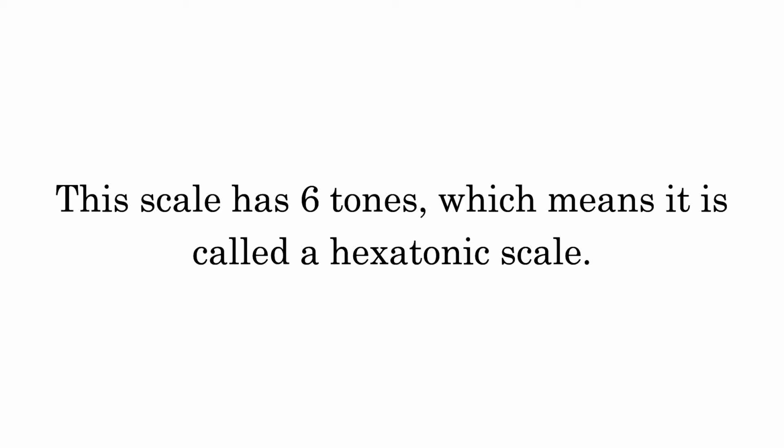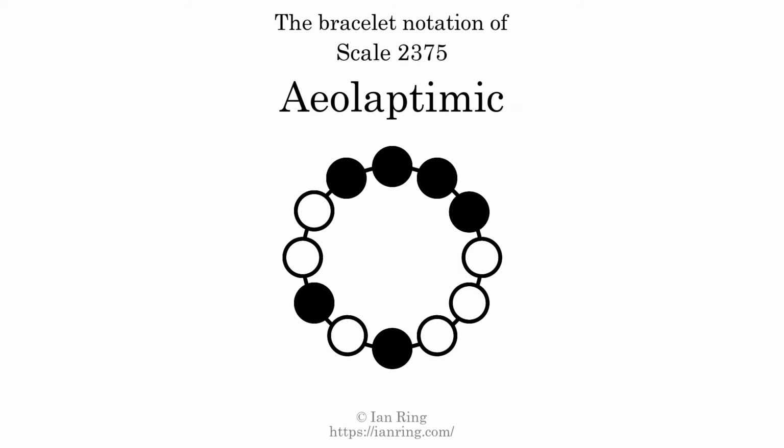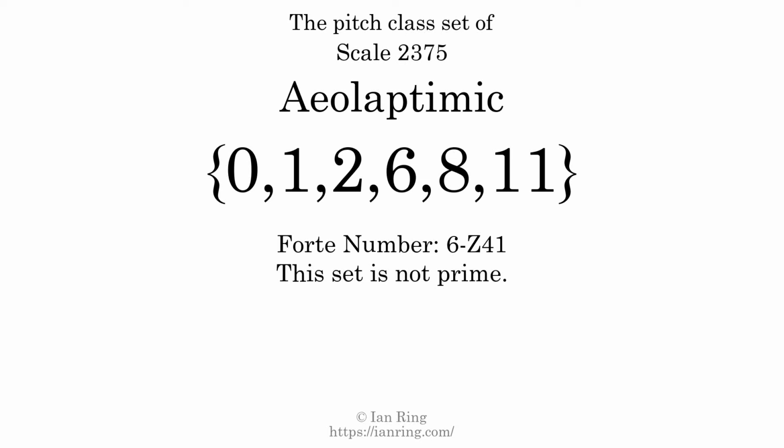This scale has 6 tones, which means it is called a hexatonic scale. This is a bracelet notation diagram of scale 2375. The shaded circles represent tones that appear in the scale, and they are read clockwise, starting at the top. The pitch class set for this scale is 0, 1, 2, 6, 8, 11.